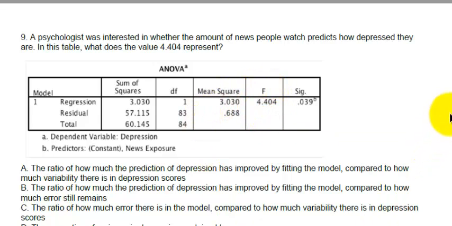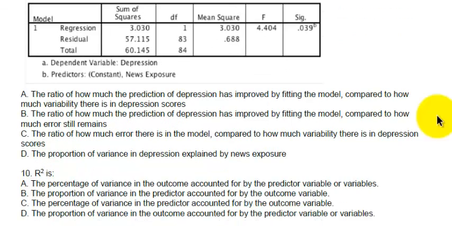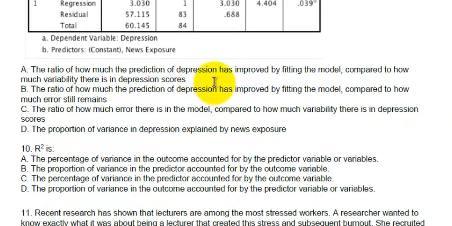So let's go over the answers and see which one best fits. So the ratio of how much prediction of depression has improved by fitting the model compared to how much variability there is in the depression scores? Nope. The ratio of how much prediction of depression has improved by fitting the model compared to how much error still remains. That's probably the answer. Okay, I think B is the answer.